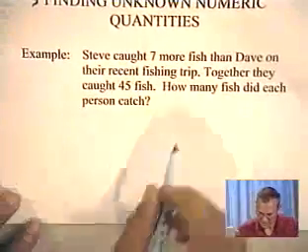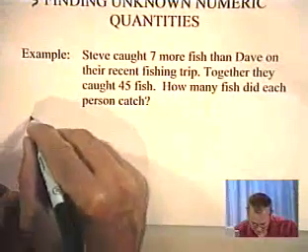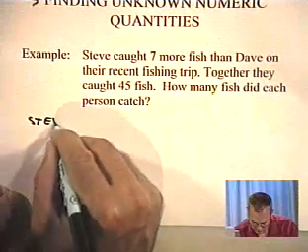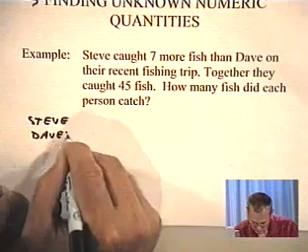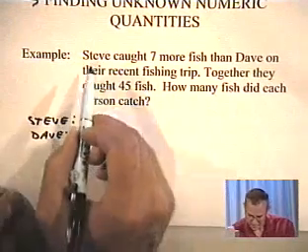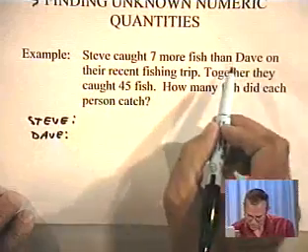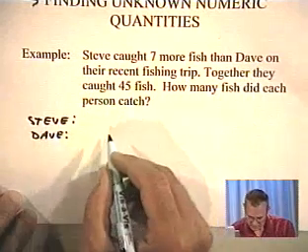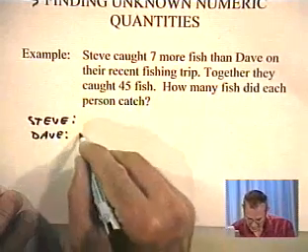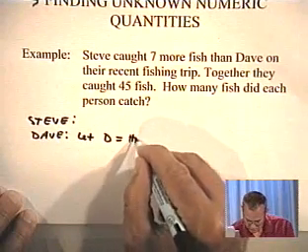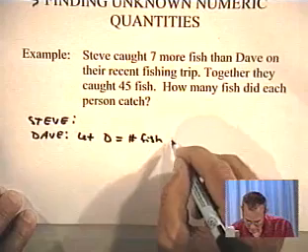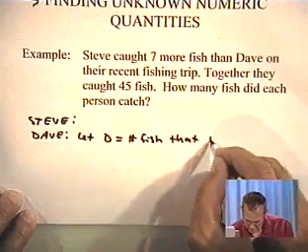So I've got Steve and Dave catching fish. For the time being, I'll write Steve and Dave. Let's see. Steve caught 7 more fish than Dave. Okay. So why don't we let D equal the number of fish that Dave caught.